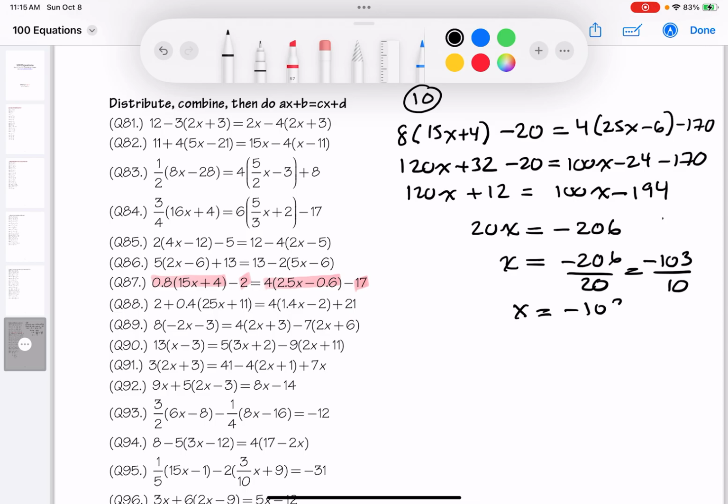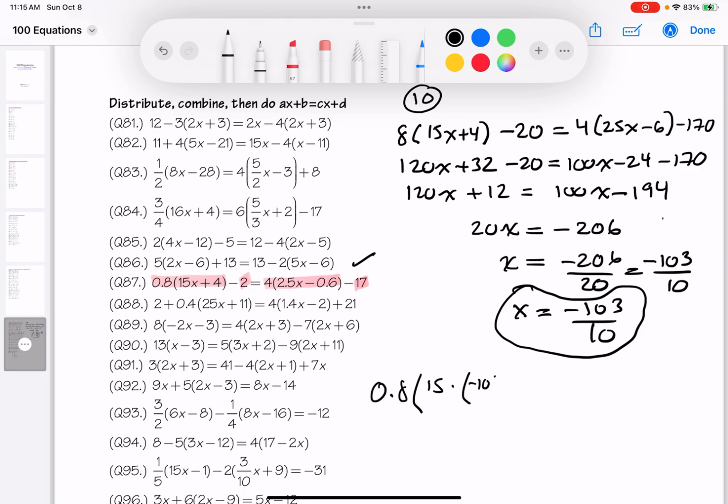And again, it's always say, is it correct? Who knows? Maybe I made a mistake in the arithmetic somewhere. So we go back and check it. And I know it's difficult to check, by the way. So 0.8. And now I'm going to do 15 times that. And I'll write it down for you. 15 times the minus 103 over 10. It's unpleasant, I realize that.